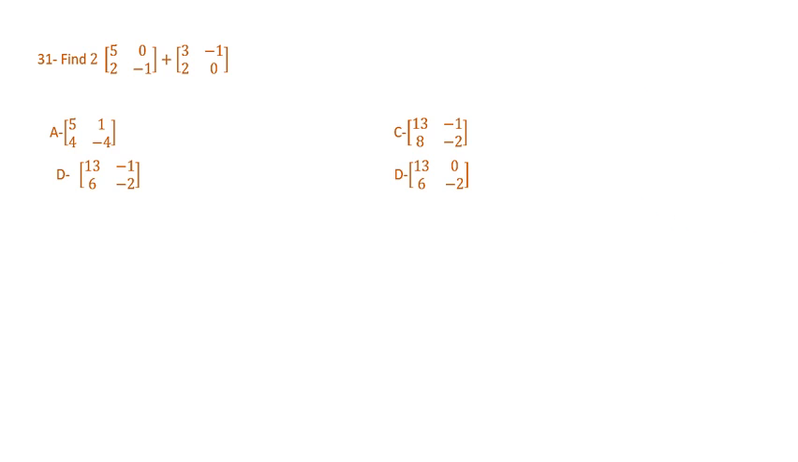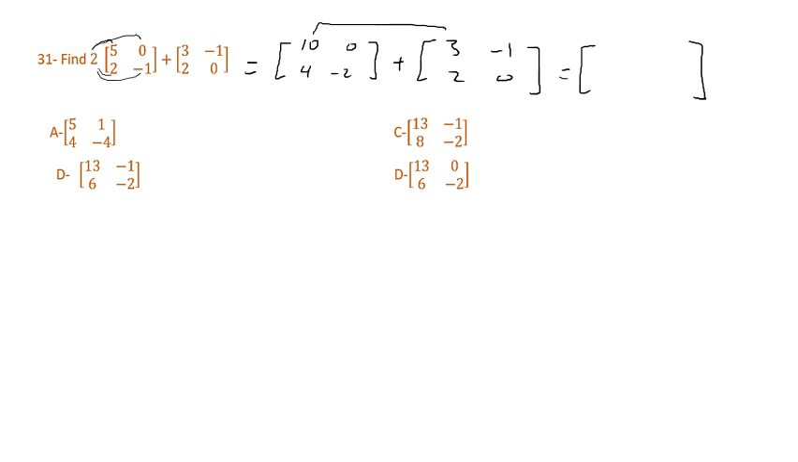Question number 30, find twice the matrix (5, 2; 0, 1). This is a matrix of order 2 by 2, plus the matrix (3, 2; -1, 0). So I will multiply 2 by each term inside the matrix. So it's going to be (10, 4; 0, -2) plus (3, 2; -1, 0). So we're going to add the corresponding values. So 10 and 3 is 13. 0 and -1 is -1. 4 and 2 is 6. -2 and 0 is -2. So the right answer is D.